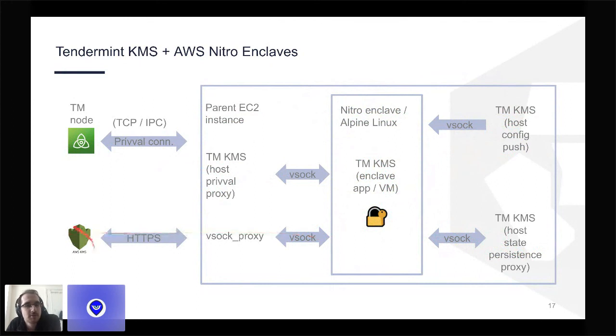So it needs to contact the AWS KMS, as I mentioned, over HTTPS. And Amazon provides this VSOCK proxy tool, which just forwards the traffic. So it's automatically configured: you would run it, and when inside your enclave you connect to this VSOCK, it will forward all the traffic to some external endpoint.